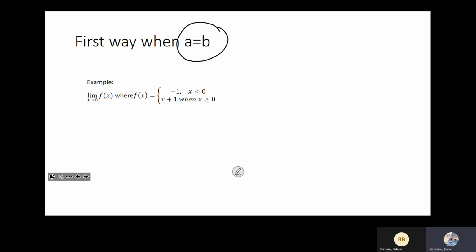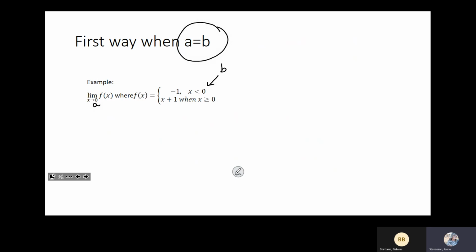Okay, so this is the first case, when A is actually equal to B. So we have an example here. We have the limit as x is approaching 0 for the function f of x. The function f of x is defined by -1, a constant function at -1, for all x values less than 0. It is also defined as a linear function, x plus 1, when x is greater than or equal to 0. So notice here, I'm approaching 0 and my breaking point is also 0.